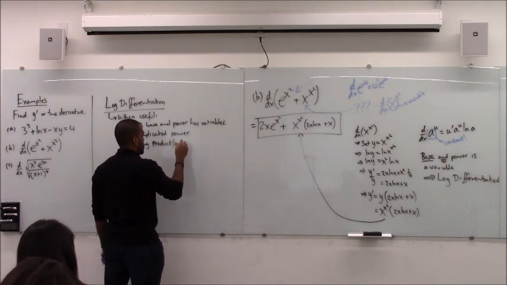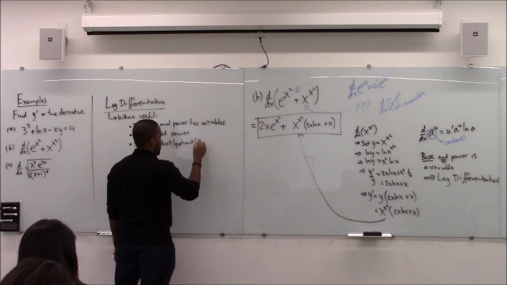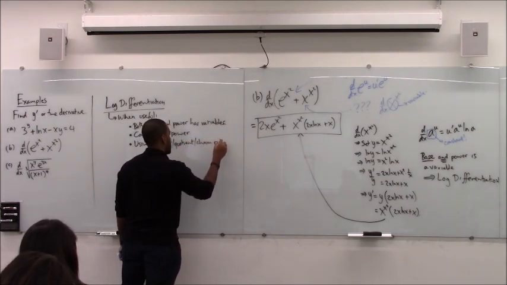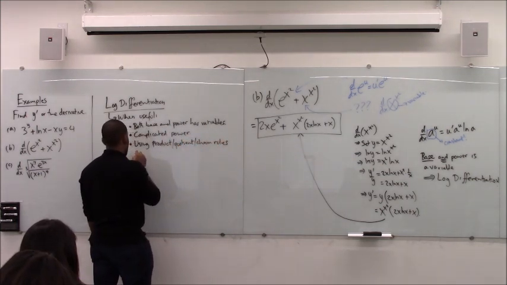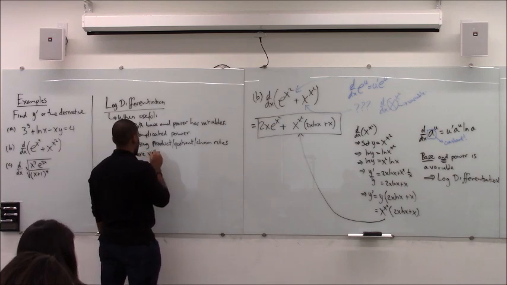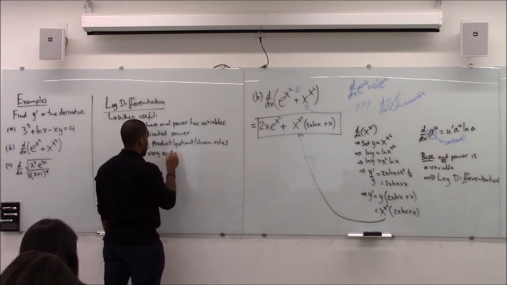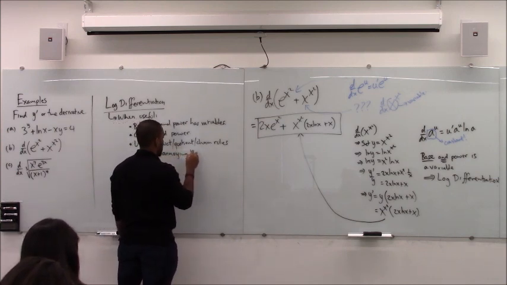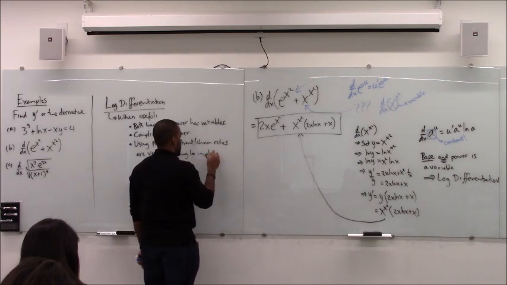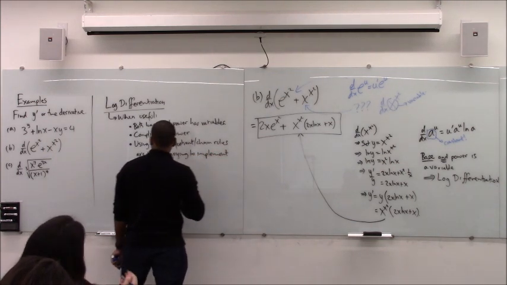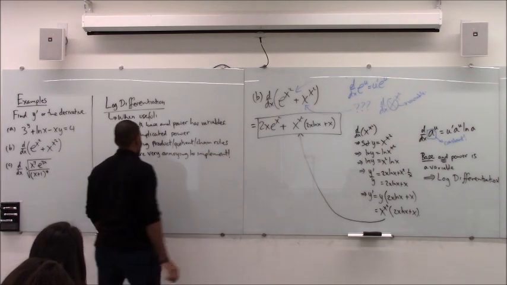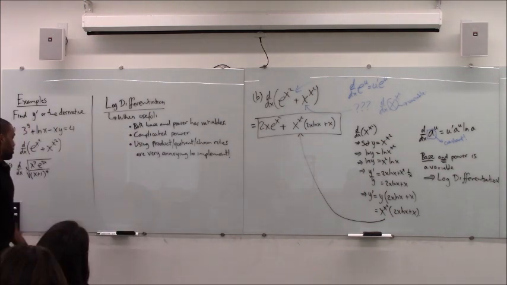quotient, chain rules are very annoying to implement. What is an example of somewhere one of these rules will be very annoying to implement? Well, I'm glad you asked.